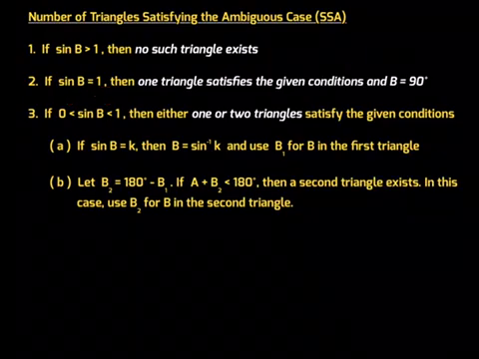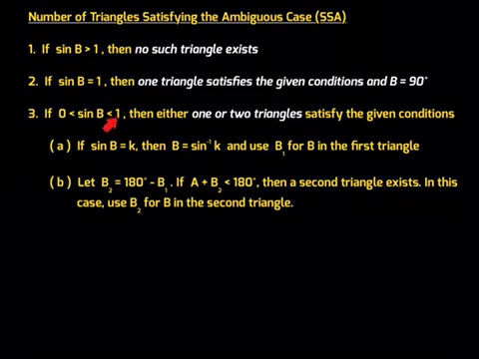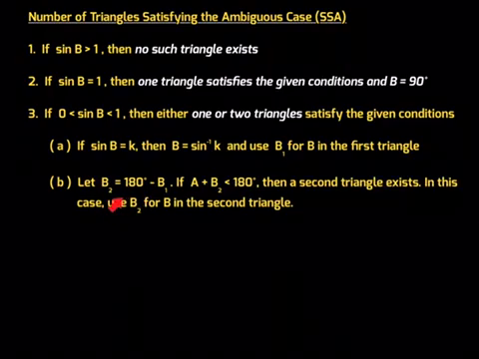This third one here is what we just finished witnessing. If sine of an angle is between 0 and 1, that is valid, less than 1 but positive, then either one or two triangles exist. Now, if sine of an angle is equal to some positive value k, then angle B is exactly equal to inverse sine of k. You're going to use that angle B as B sub 1 in your first triangle. For your second triangle, B sub 2 is going to be the supplement of B sub 1, so 180 degrees minus B sub 1.